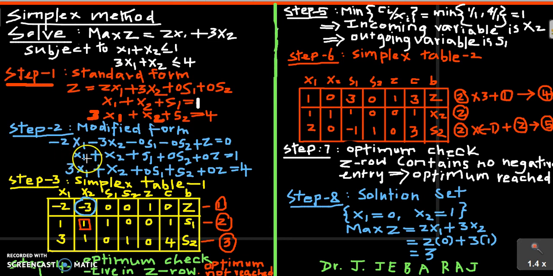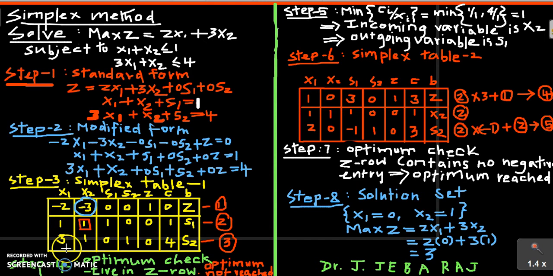Now the second equation: the coefficient of x1 is 1, of x2 is 1, of s1 is 0, of s2 is 0, of z is 0, and the constant is 1. Now the last one: the coefficient of x1 is 3, of x2 is 1, of s1 is 0, of s2 is 1, of z is 0, and the constant is 4. All these things we have to fill up.